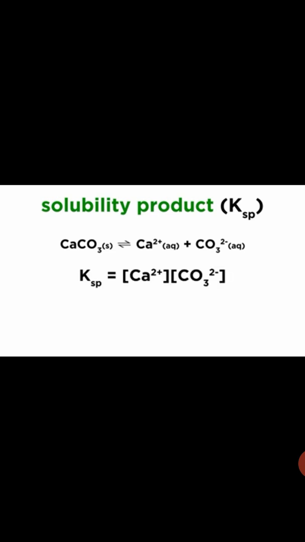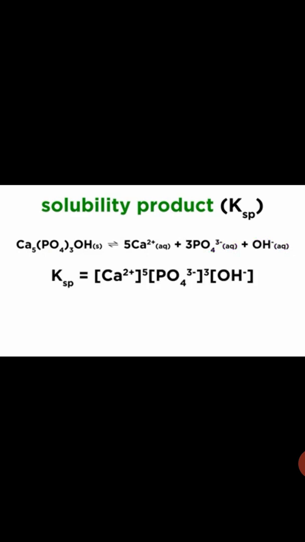Let's make sure we can write these solubility products for various equilibria. Take something like calcium carbonate. First, we must write out the complete equilibrium. Upon dissociating, this will form a calcium ion and a carbonate ion. Therefore, the solubility product will be equal to the product of these two ion concentrations.